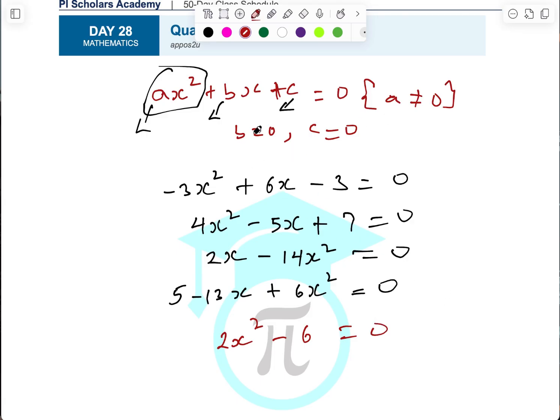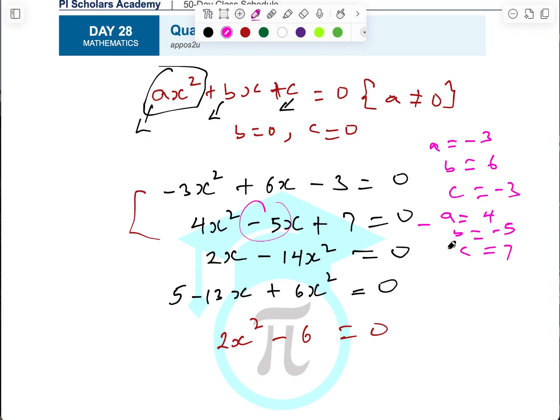So if I want you to identify a, b, and c in all these, of course, the first two are very, very easy because they follow the same pattern. In this first one, a is negative 3, b is 6, and c is negative 3 as well. In the second one, a is 4, b is negative 5, c is 7. You can see that I'm not leaving out the signs. It is very, very important.